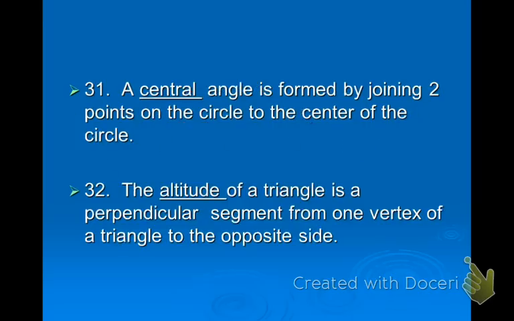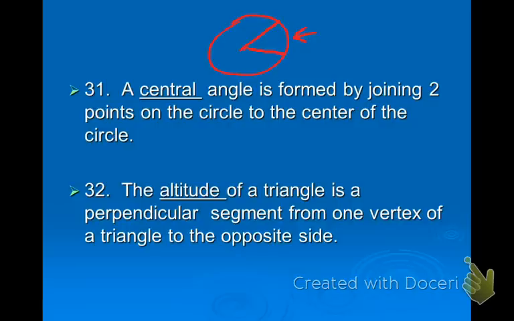Now these are the definitions that might be a little different for you. A central angle is formed by joining 2 points on the circle to the center of the circle. So if we have a circle, we have the center. It's formed by joining 2 points on the circle. So this would be an example of a central angle.